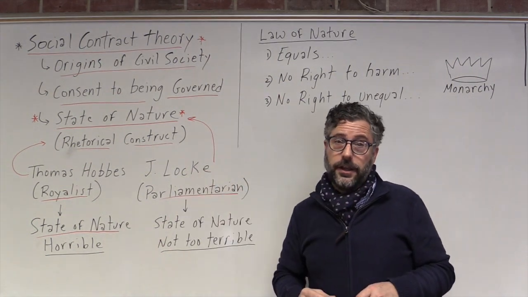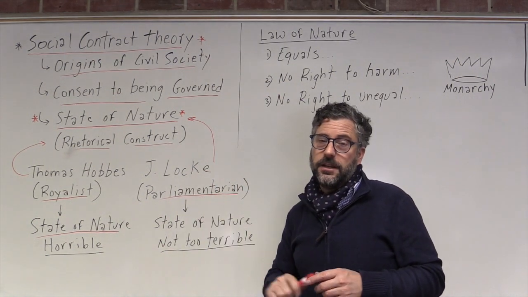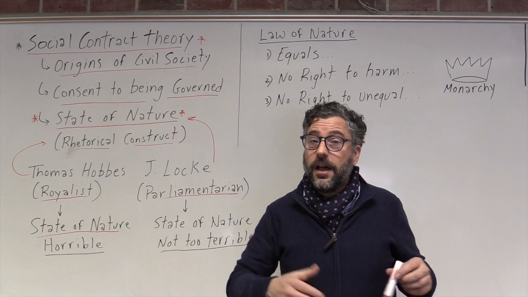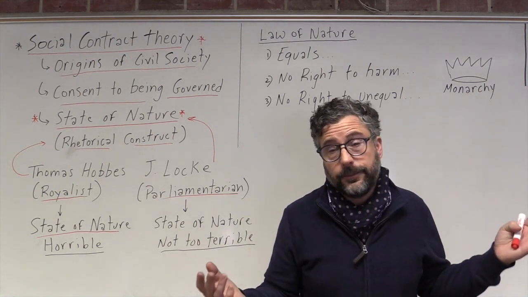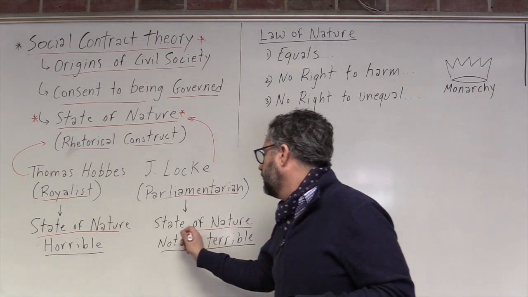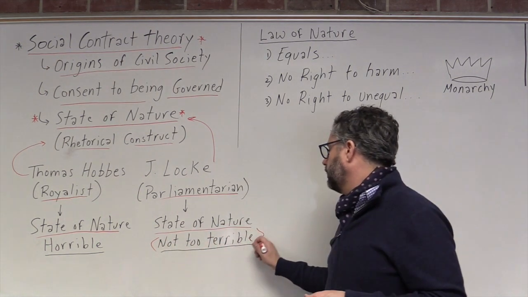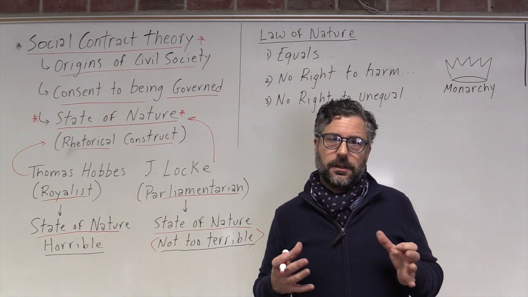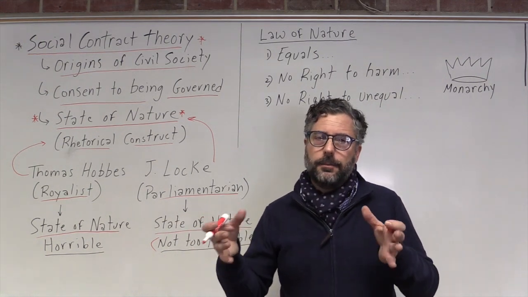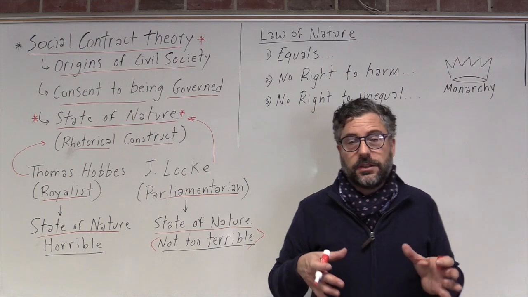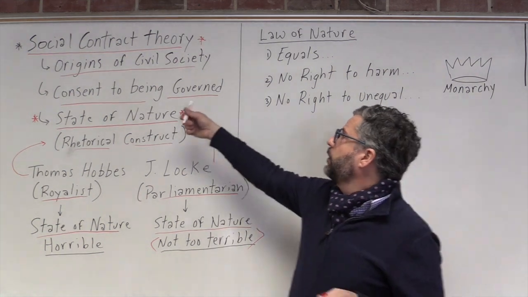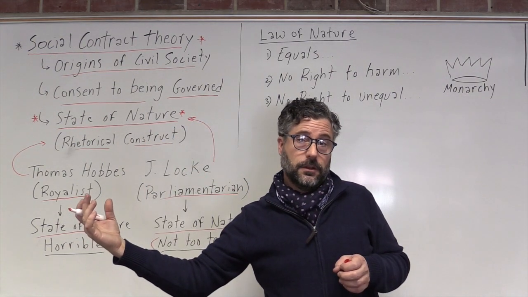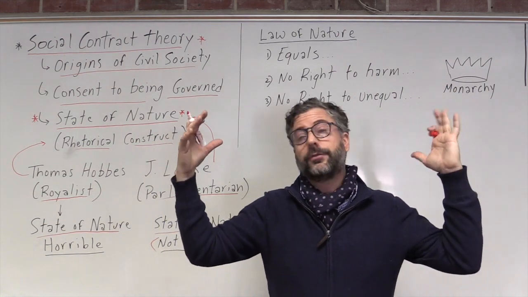Now, Locke, on the other hand, who is a parliamentarian, meaning that he argues in favor of there being limited government and the people having a lot of rights, including the right to vote, his state of nature is not too terrible. His state of nature is not that bad. So it makes sense that for Locke, this time before government existed wouldn't be too extreme. Therefore, when the people consent to being governed, they create a limited government, one that doesn't constrain all of their liberty.